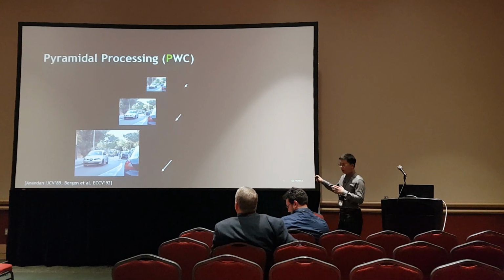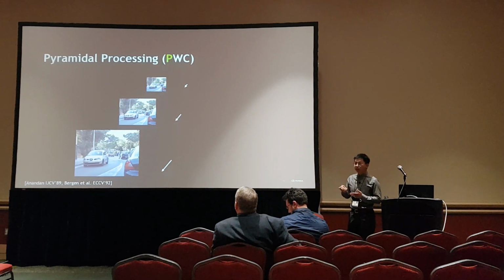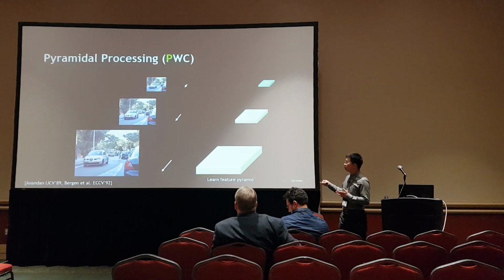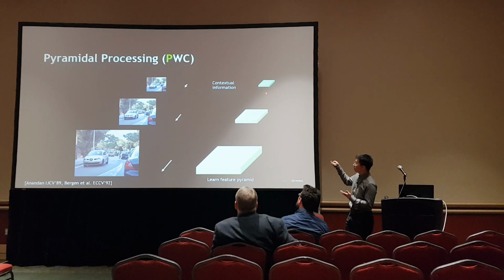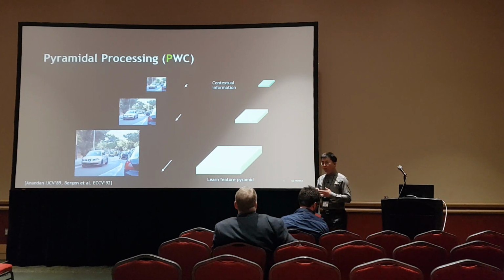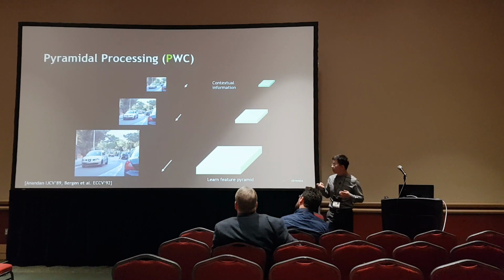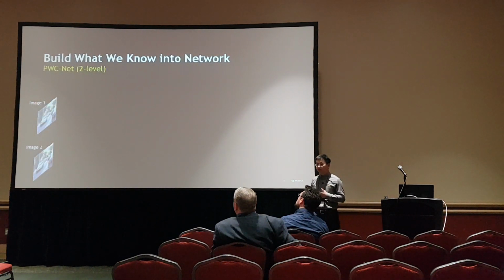And here is where the CNN end-to-end approach can help. We can build a feature pyramid to learn the features for the matching. And at the top level, at a small scale, we can get very global context to do the matching. So let's build the idea into the network.